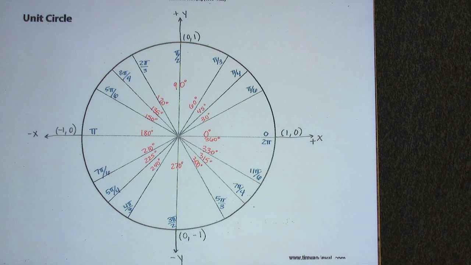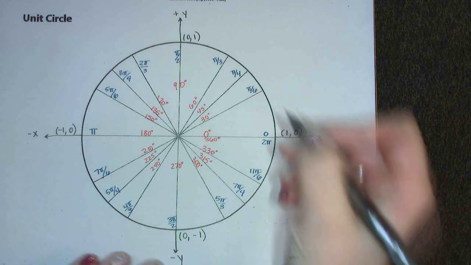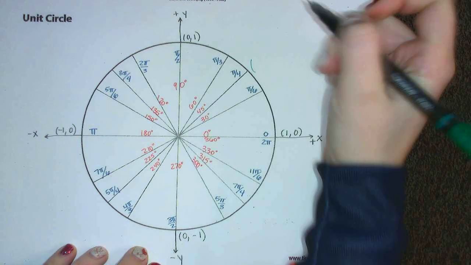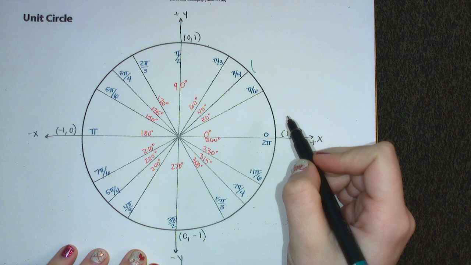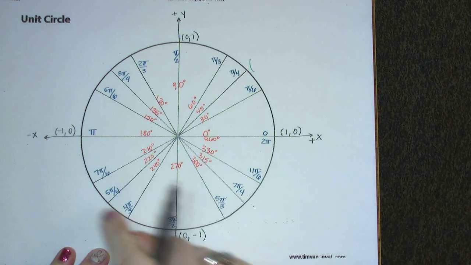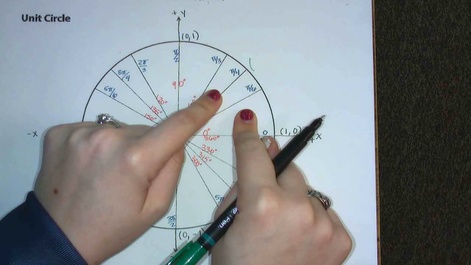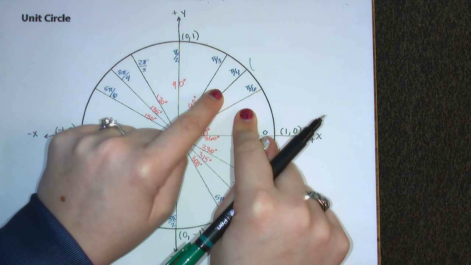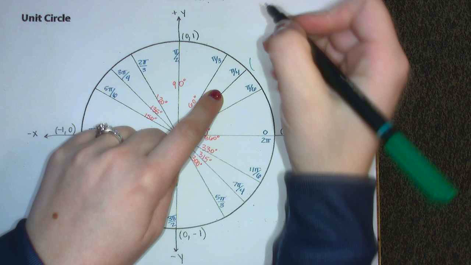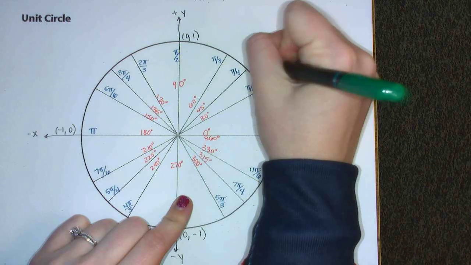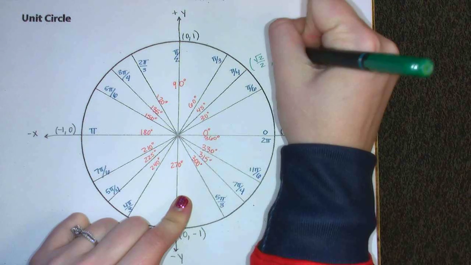Alright, with the pi over 4s, these are the easiest ones, so that's the reason for doing them first. Both the x value and the y value are the square root of 2 over 2. Over here, this is going to be the key thing. This is why I wrote the positives and the negatives on here. x and y are both positive in this quadrant. So that means that both values are going to be positive. So it's going to be the square root of 2 over 2, comma, square root of 2 over 2.